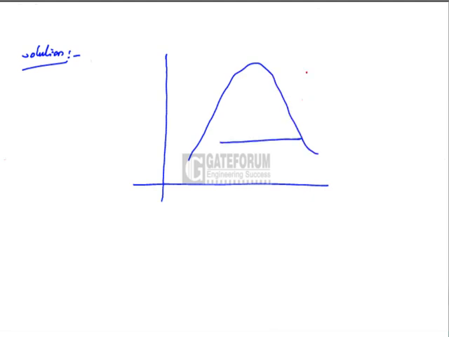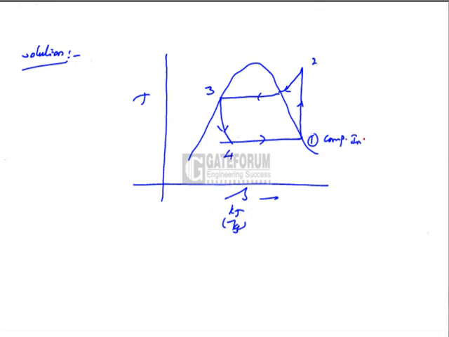The solution to this problem can be given like this. First of all, let us draw the cycle on TS plane. One, two, three, four, the salient points of the cycle. This is a compressor inlet. This state is condenser exit.